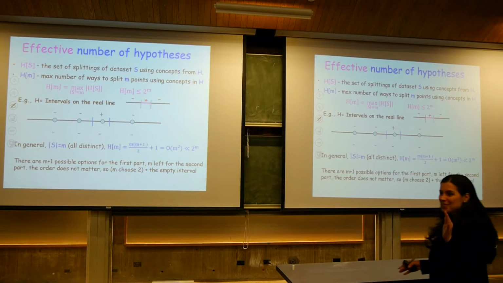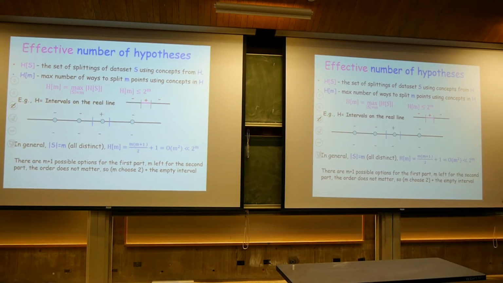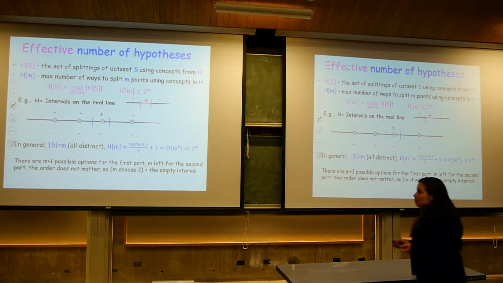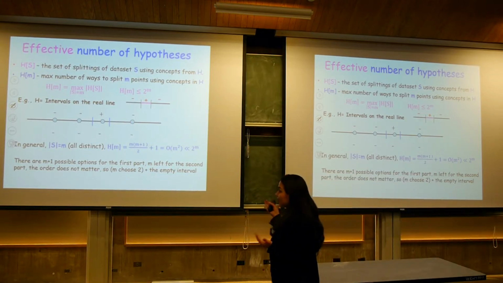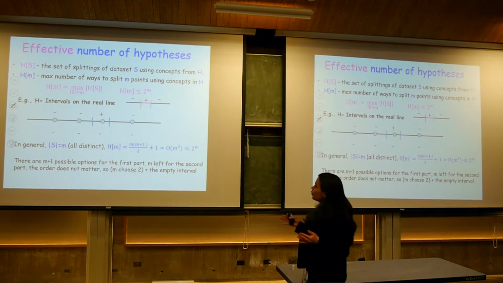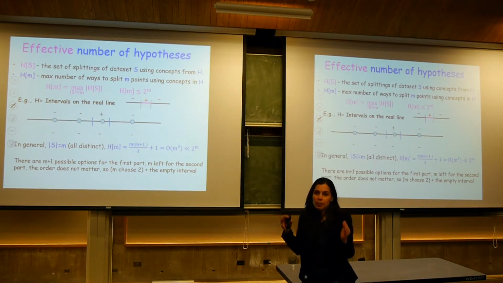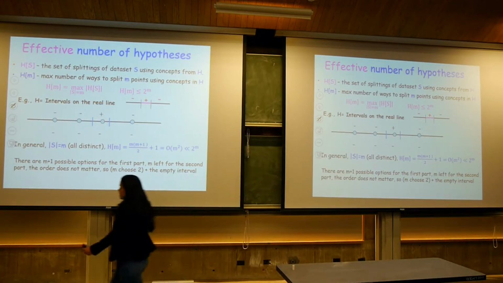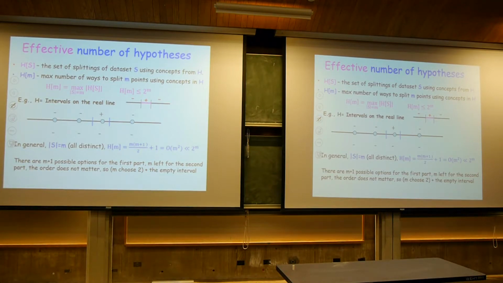So that was a super quick argument that we did for the case of m is 4, and I have the exact same argument on my slide over here. If I have m points, in how many ways can I label those m points by using intervals? Well, I claim exactly as you said: m plus 1 choose 2, plus 1.